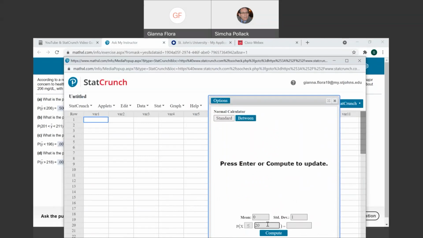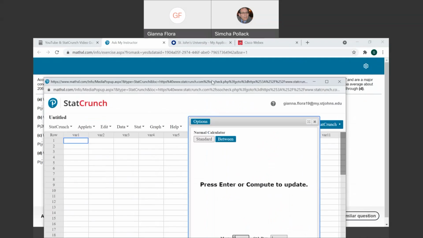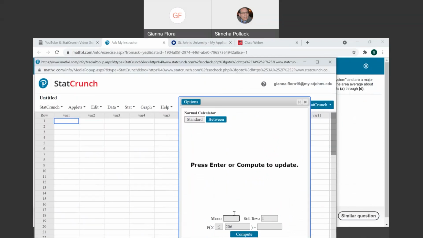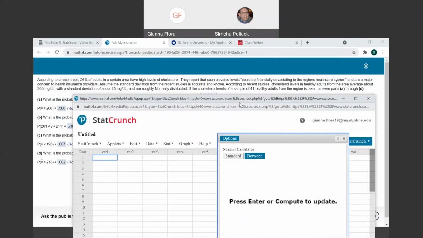206. Okay, now 206. That's the first thing. You've got to be careful if it's less than, more than, or between. Right now we're doing less than. Then you've got to type in the mean of this particular problem, which I think was also 206, but you can double check that. Yes, 206. And finally, and this is the only real trick, when it comes time to type in a standard deviation, which they give you, you don't use the number they give you. You use the number divided by the square root of the sample size.